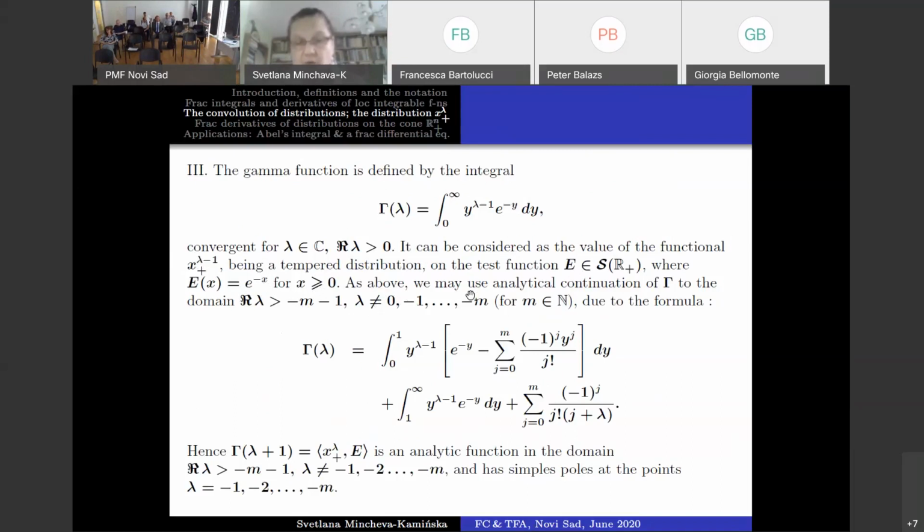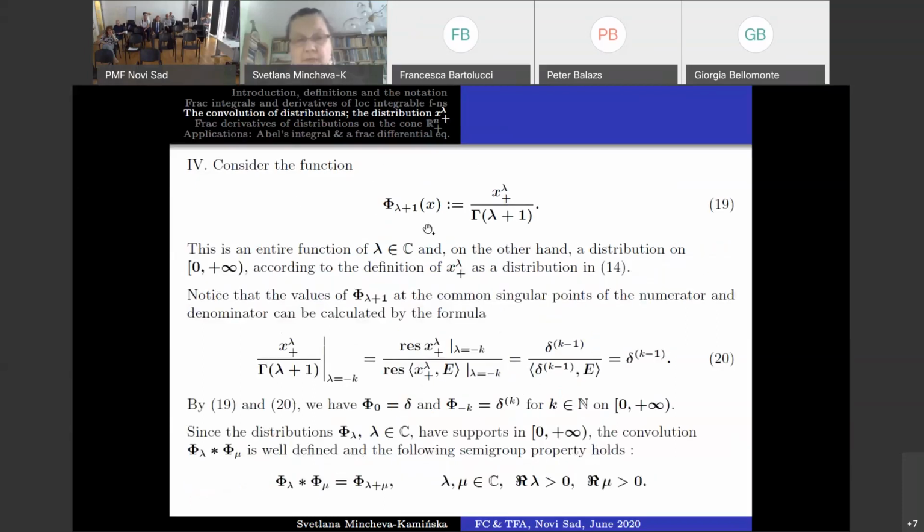As above, we may also use analytical continuation of this function to the domain where the real part of lambda is greater than -1 minus m-1, using the analogous formula. In this case, this gamma function, considered as a functional, is an analytic function in the domain where the real part of lambda is greater than -m-1, and also has simple poles at these negative points.